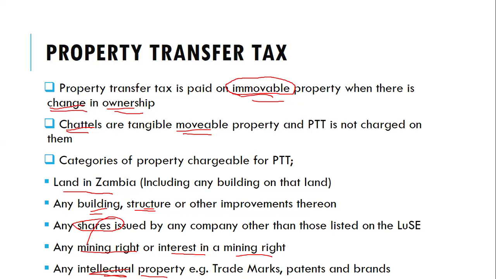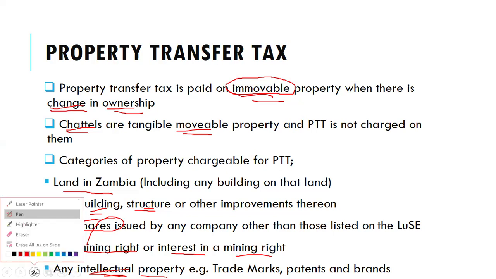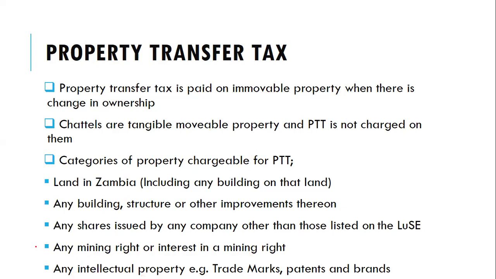Then the other important thing is chateaus, no tax is charged. A chateau is a movable property and no property transfer tax is charged, even though it has changed ownership. Then the categories of property transfer tax are land, buildings, shares, mining rights, as well as intellectual property.